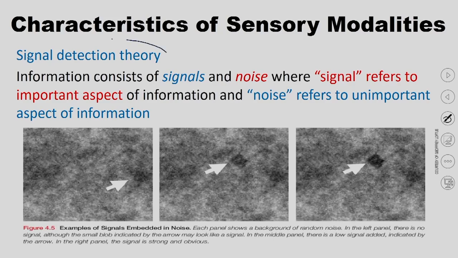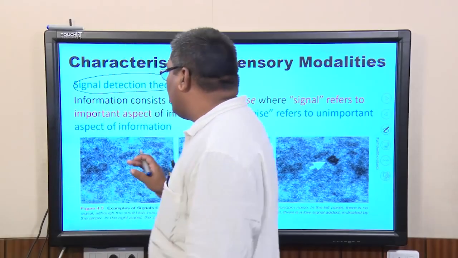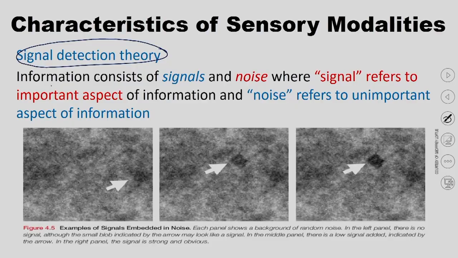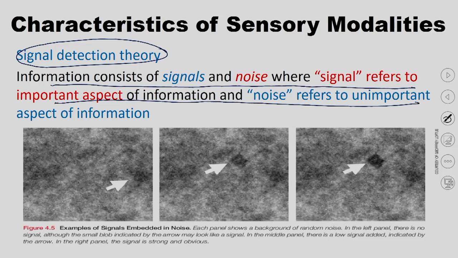Next comes the signal detection theory, the theory of signal detection. What is this theory all about? Let's start understanding this theory a little bit. So, I will do part of the theory in this lecture and part of the theory in the next lecture. Now, this theory says information consists of signals and noise, where signal refers to important aspects of information and noise refers to unimportant aspects of information.